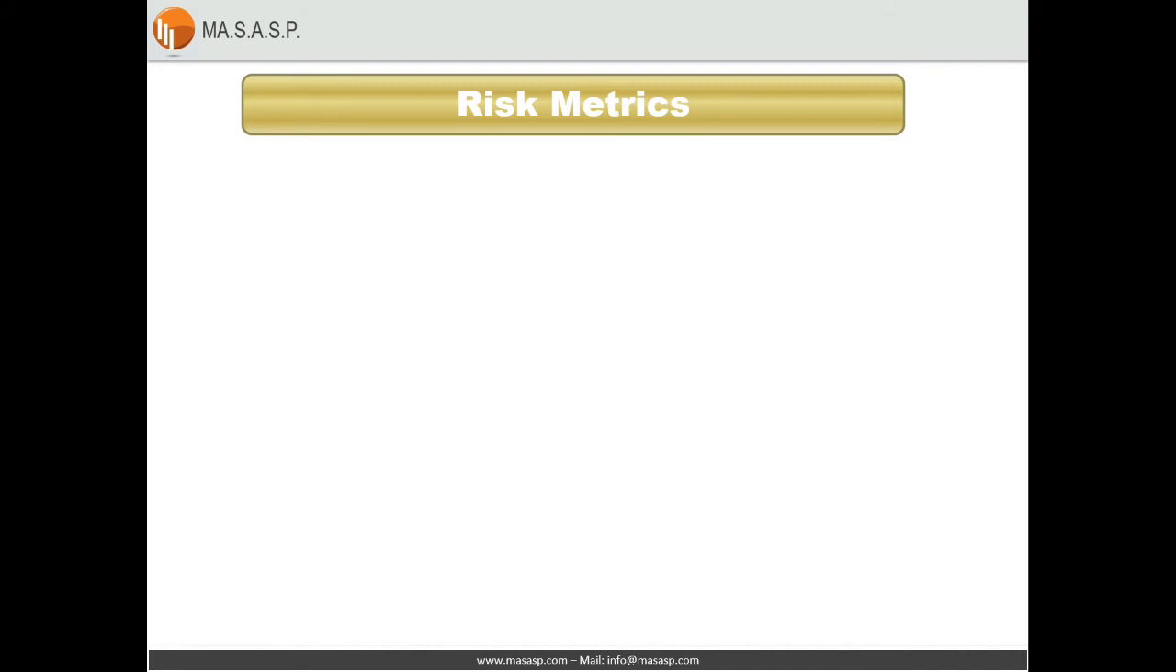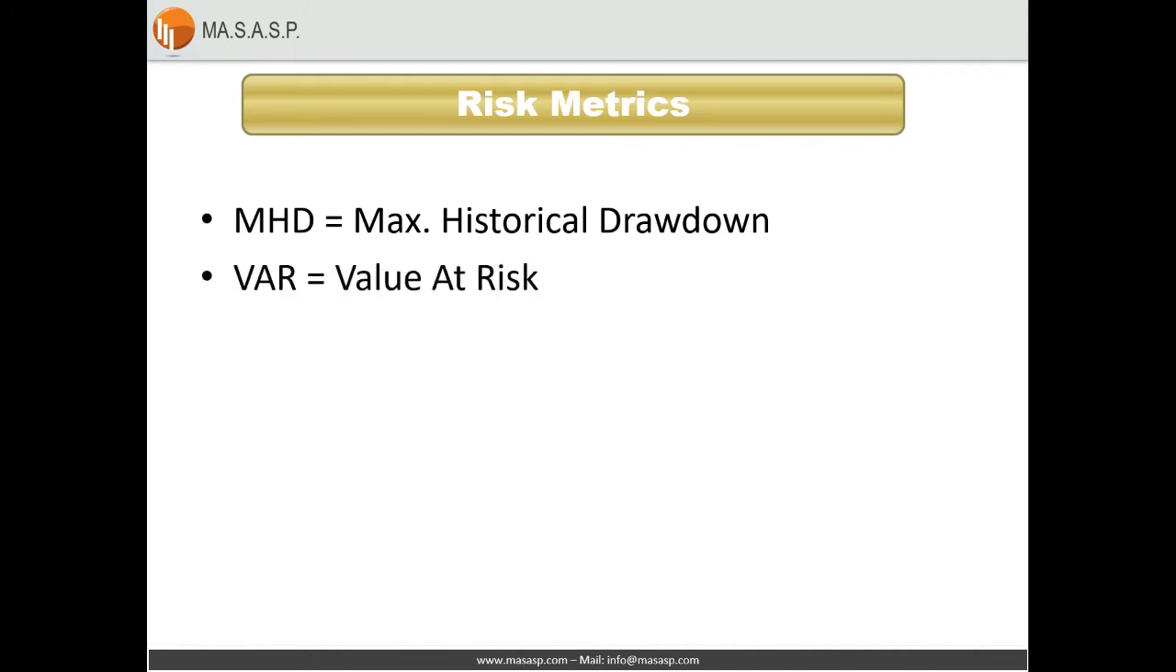The maximum historical drawdown. That is well known to the systematic traders. We have already defined this metric in Lesson 6. Then we have the VAR, which stands for Value at Risk. At last, we have the expected shortfall, abbreviated as ES.